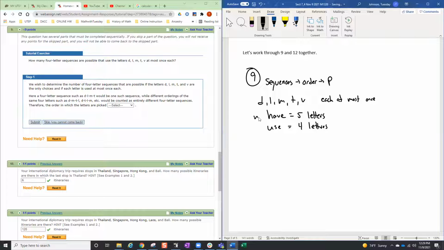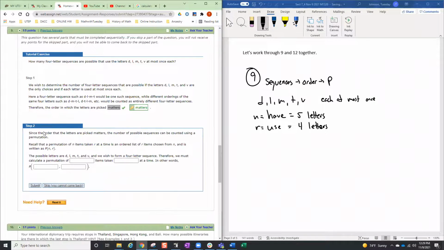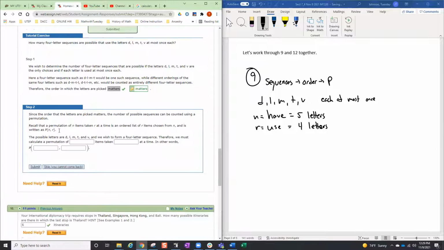Whatever. Okay. The order in which the letters are picked matters. Okay, so the order matters. Well, that wasn't so hard. I love having to submit every time.